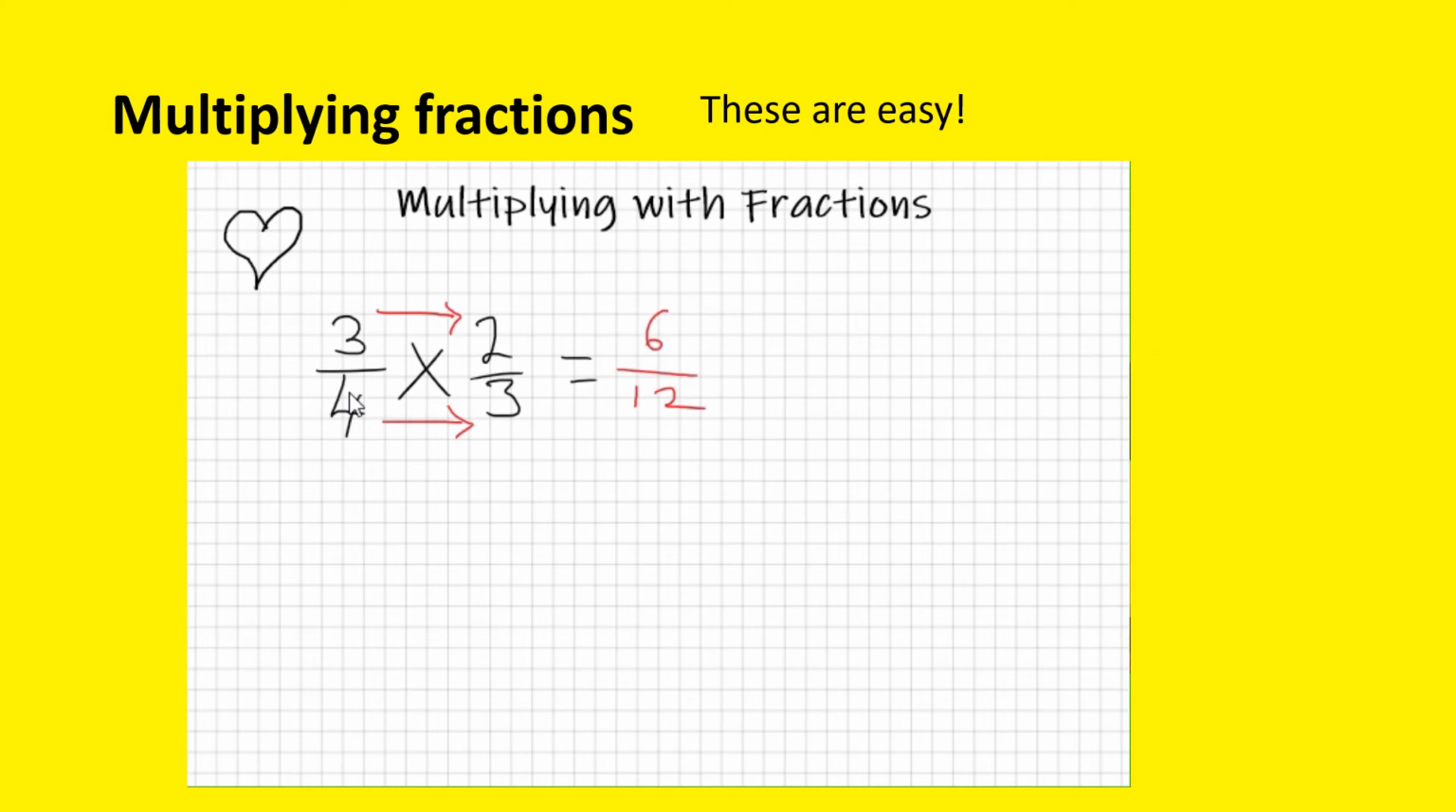Let's do another one. It's so easy, I want to do another one. 7/8 multiplied by 3/9 equals 7 times 3 is 21. 8 times 9 is 72, and that's the answer, 21/72. Isn't that easy? So this is how you do multiplying with fractions. And remember, simplify where you can. So here we could have done 6 divided by 2, 12 divided by 2, because what you do to the top, you do to the bottom.